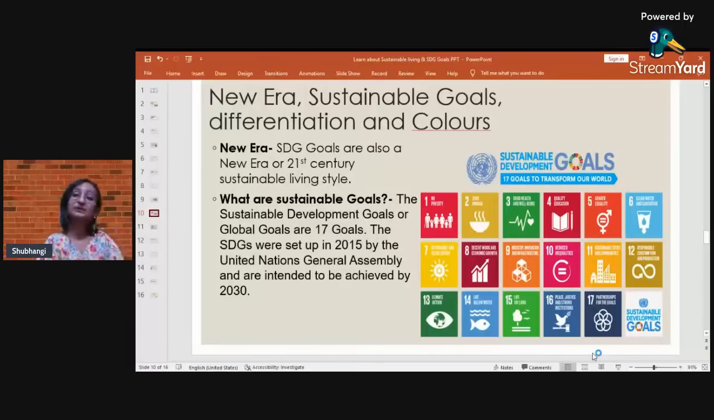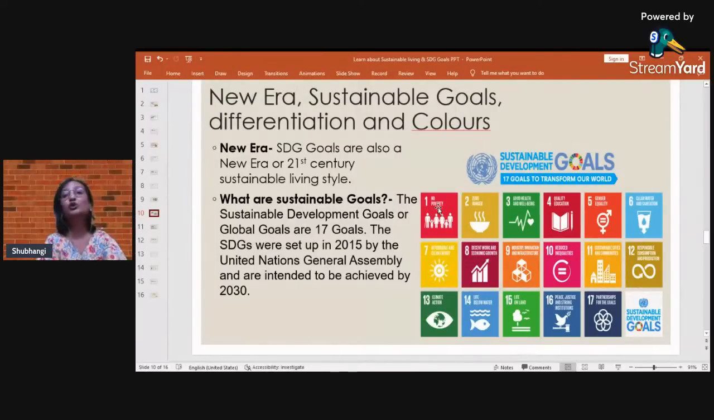This planet is becoming more of a toxic place. So how are we going to save it? These 17 goals have been made, and they have given a target of 2030, and they have said, let's start taking action. We should start telling our society, our people, we have to start working on it. So as you can see, there are 17 goals.